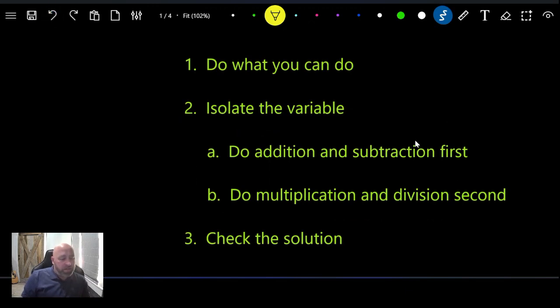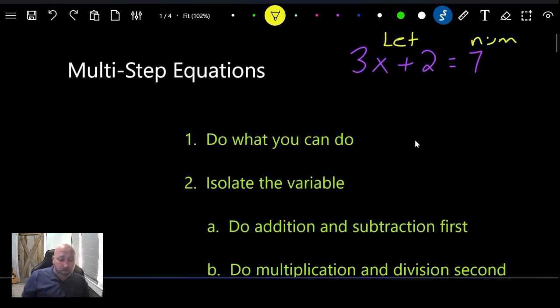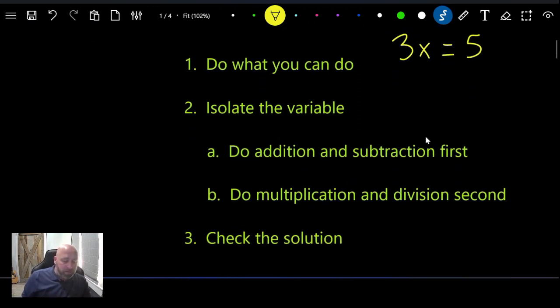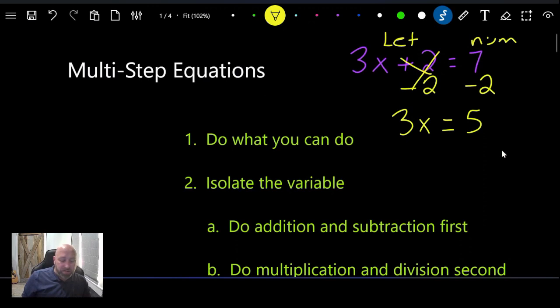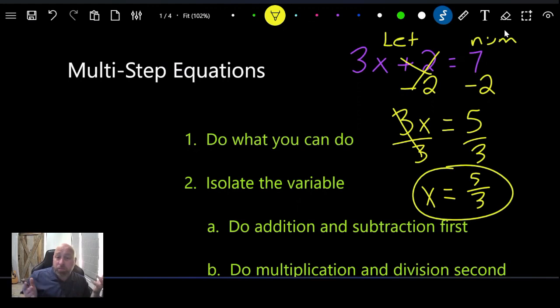Do addition and subtraction first. Well, there's addition and subtraction right there, so we should do that first. That's what the step tells us to do. So we're going to subtract 2 from both sides. That will cancel and we'll get 3x equals 5. Now it says do multiplication and division second. So we're going to divide both sides by 3. And so we get x equals 5 over 3. And that would be our final answer.